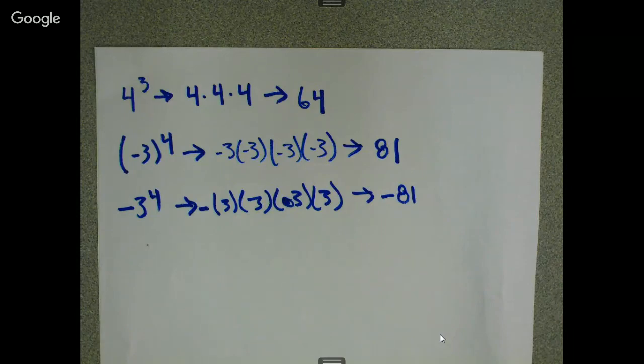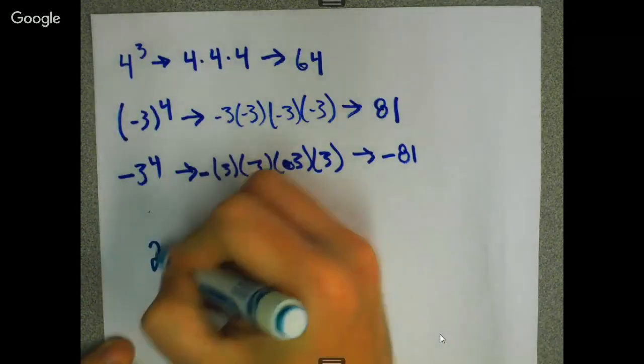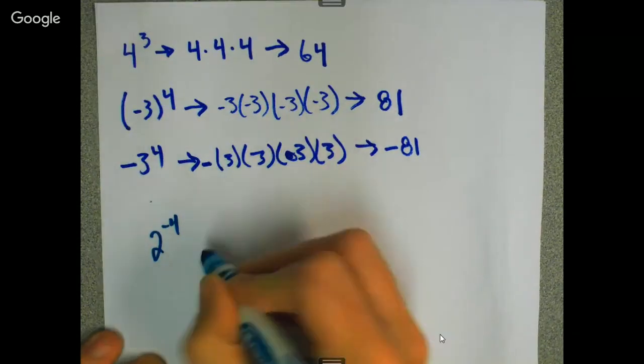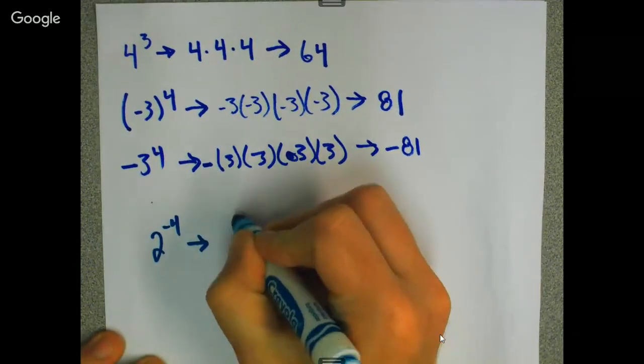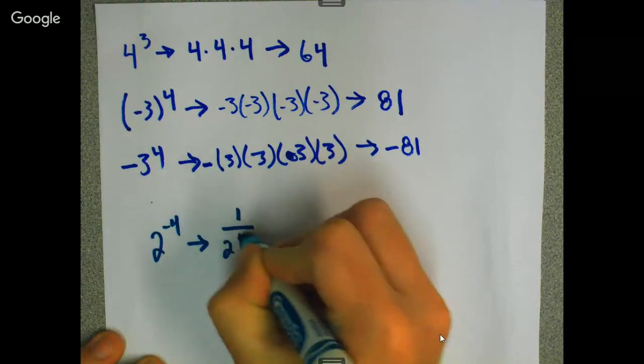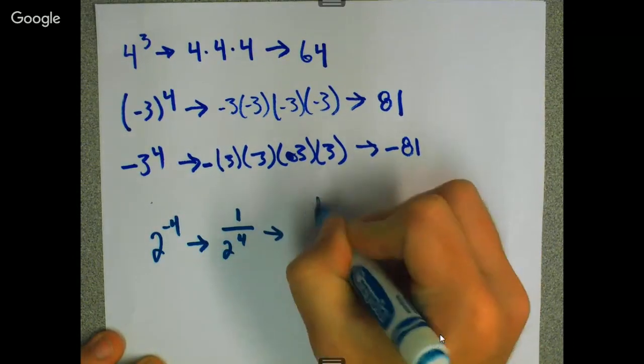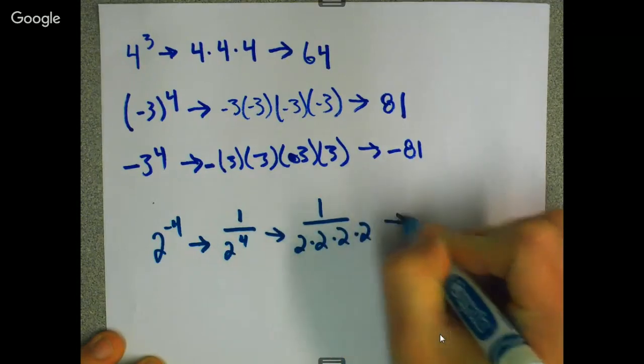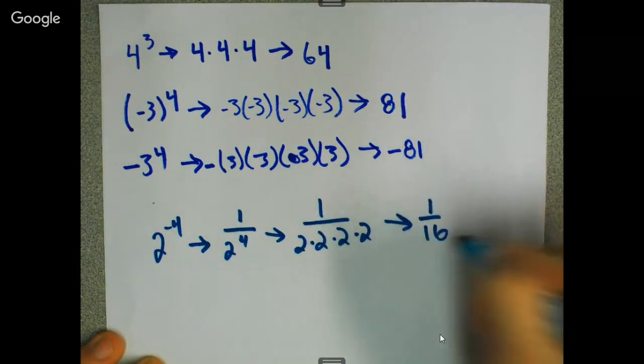We had discussed some negative exponents. With a negative exponent, in order to get rid of it, you just move it to the other side. So if I have 2 to the -4th, I'm going to take 1 over 2 to the 4th. If I keep going, that's 1 over 2 times 2 times 2 times 2, and that is 1 over 16.